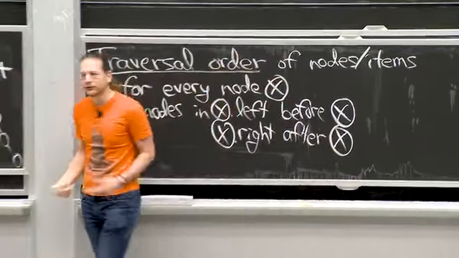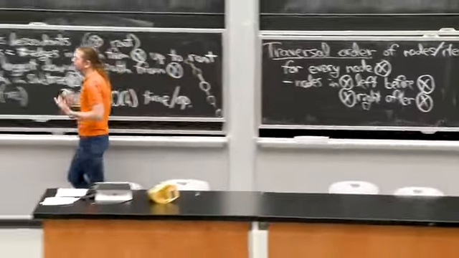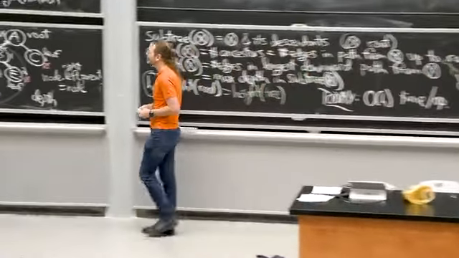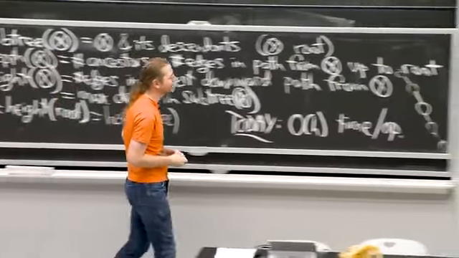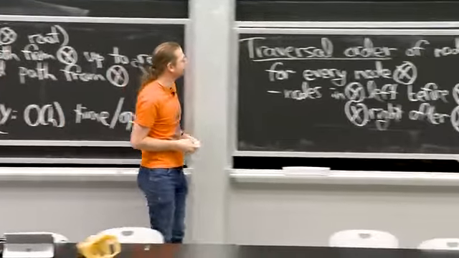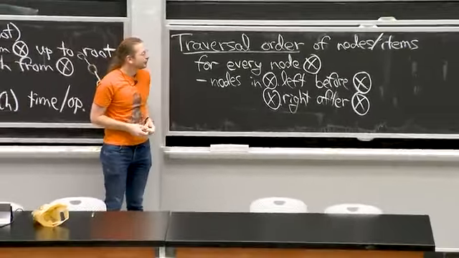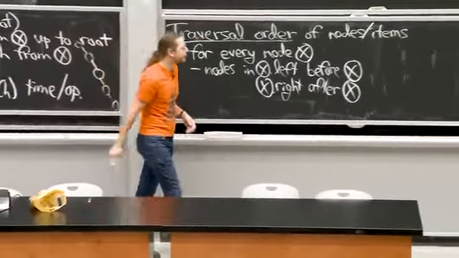And this uniquely defines an order called a traversal order. It's also called the in-order traversal order. It's called in-order because it's in the traversal order. So it's very circular, but you may have seen in-order traversal. This is the same thing. There's a very simple algorithm for computing this.